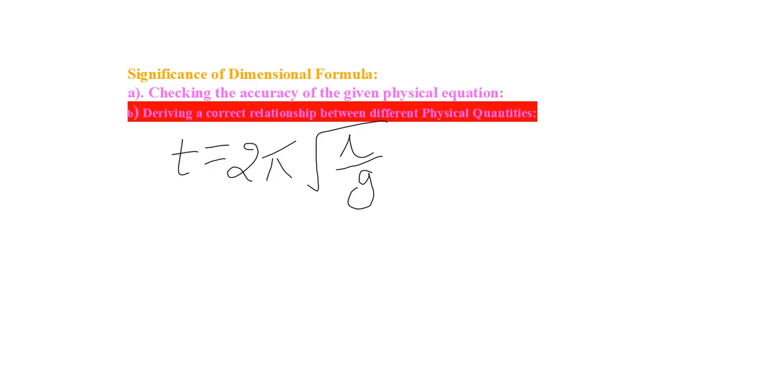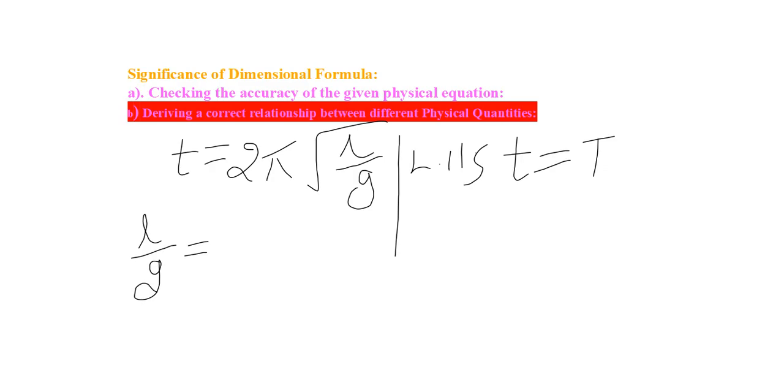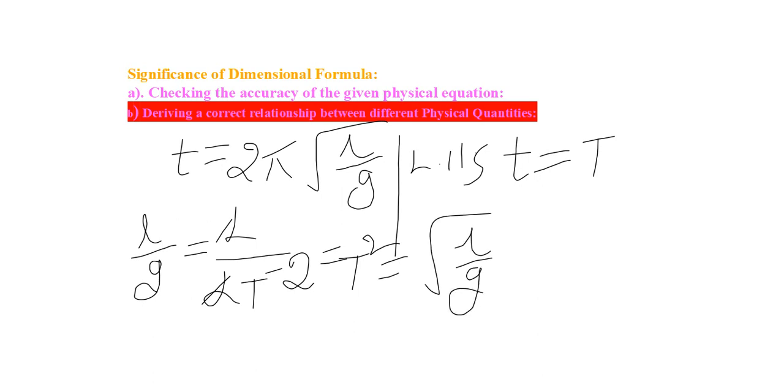So what is the LHS of the equation? T is time, so its dimensional formula is T. Next, RHS: L by G. What is the dimensional formula of L? For length, capital L. G means acceleration due to gravity, that is L T power minus 2. So L by G is T square. Root L by G is equal to root T square, that is T, which is equal to the LHS. So this is just an equation.